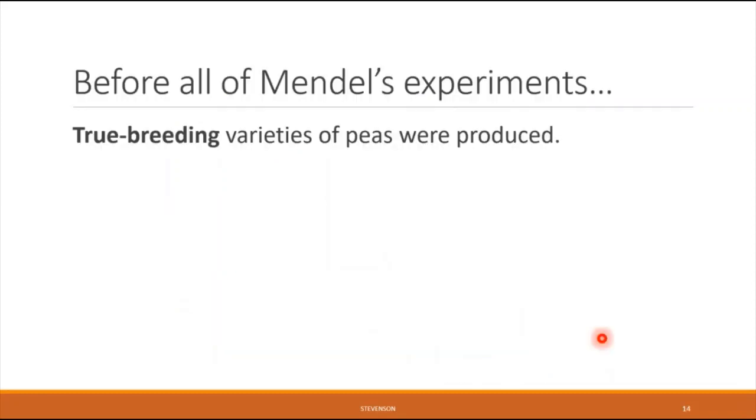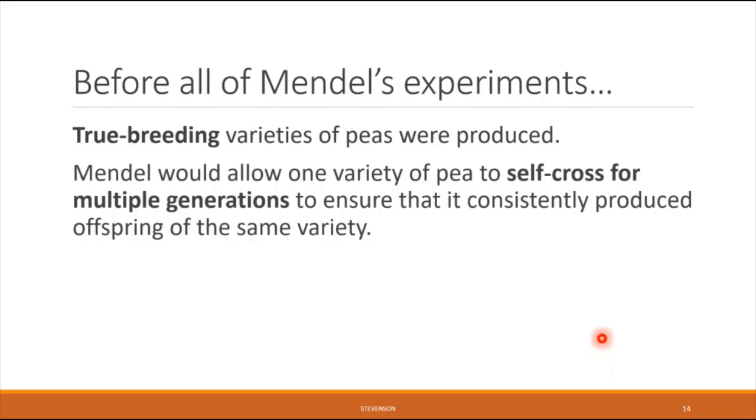Before all of Mendel's experiments, what he did was produce true breeding varieties of peas. True breeding essentially means purebred. And in order to do this, what Mendel would do is allow one variety of pea to self-pollinate for multiple generations in order to ensure that it consistently produced offspring that always looked the same. So in other words, if the pea plants had white flowers, he would allow that pea plant to reproduce with itself over many generations to make sure that it always yielded white flowers and never any other color of flowers, to make sure it was purebred.